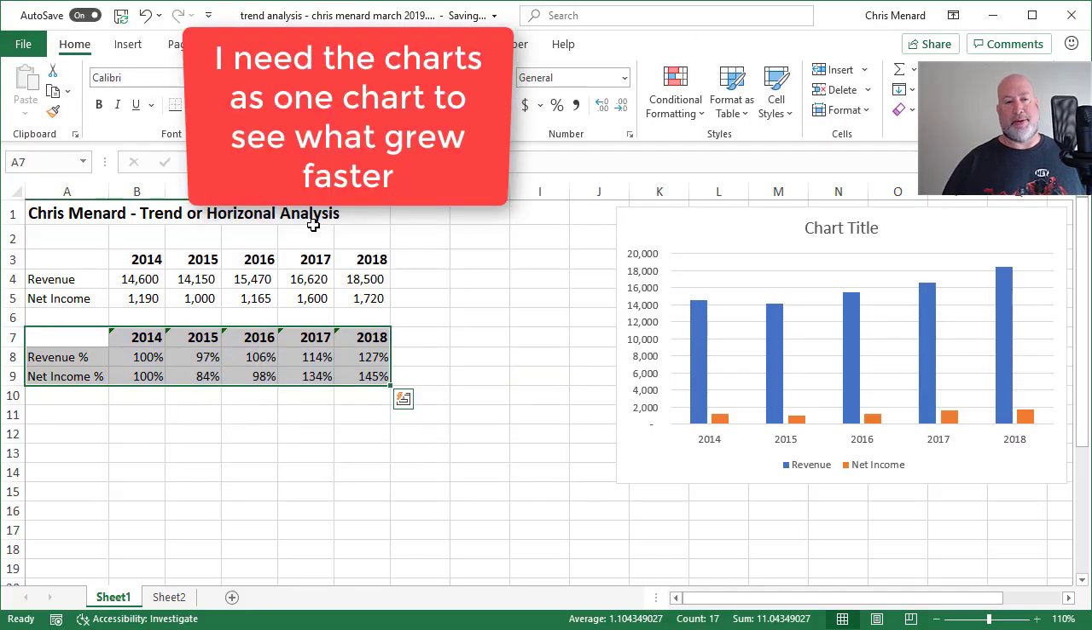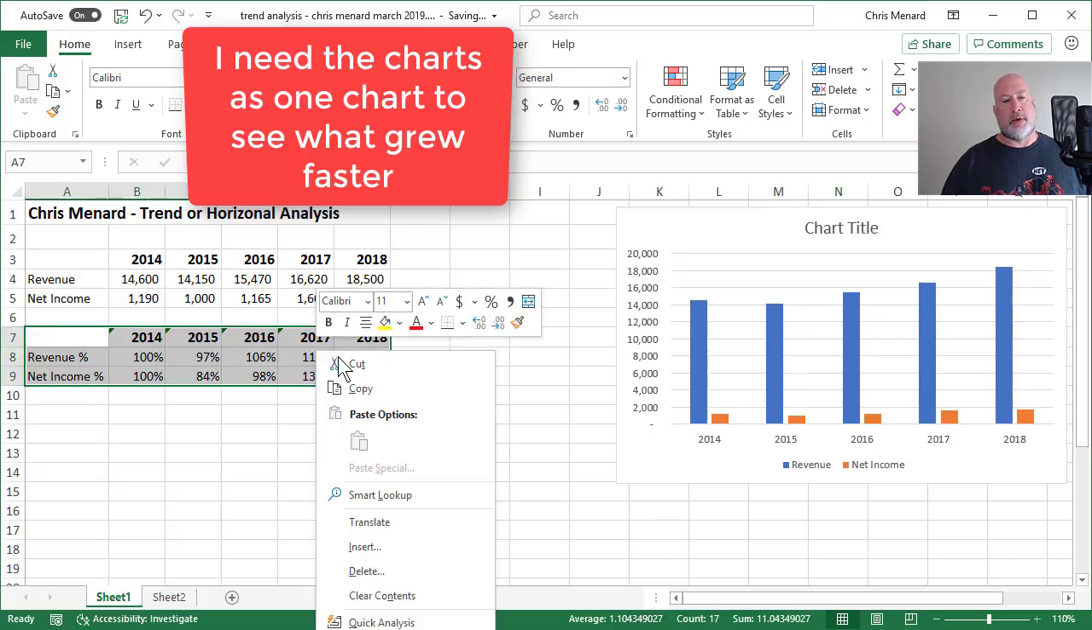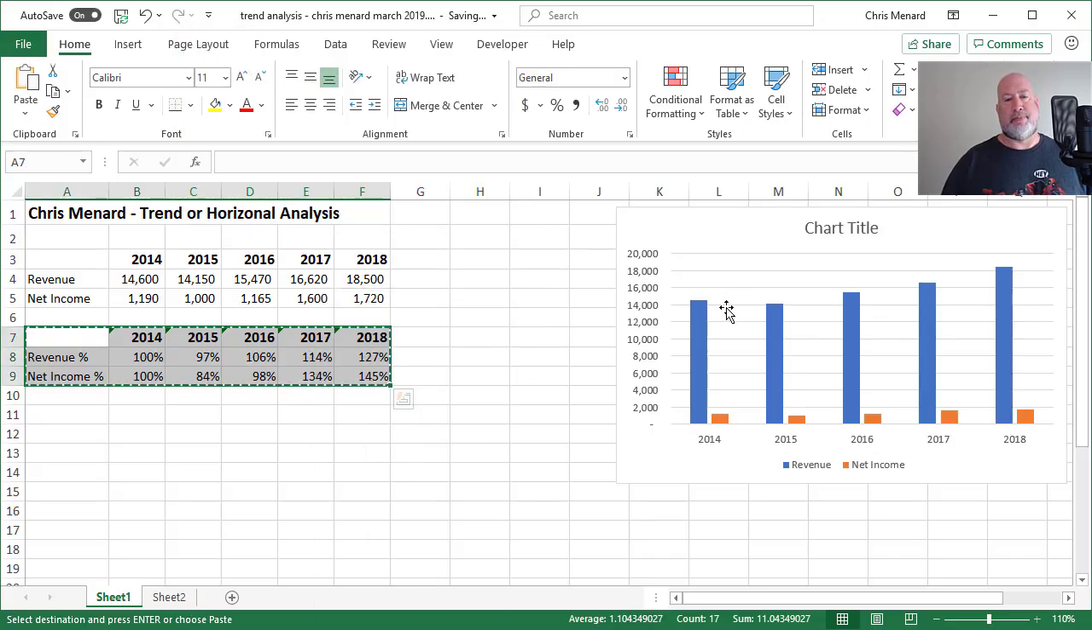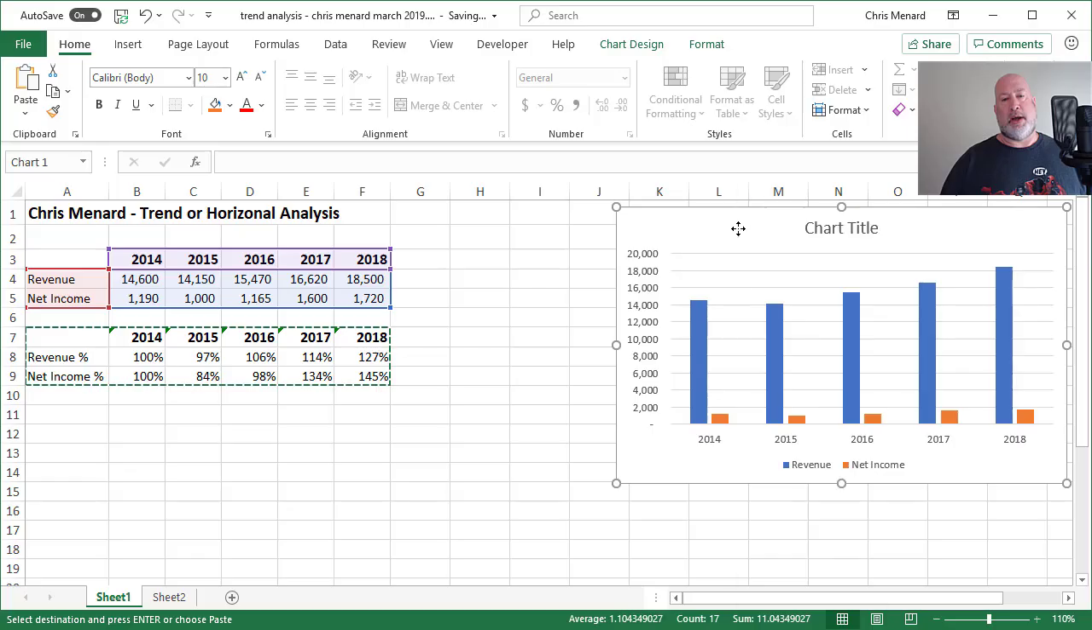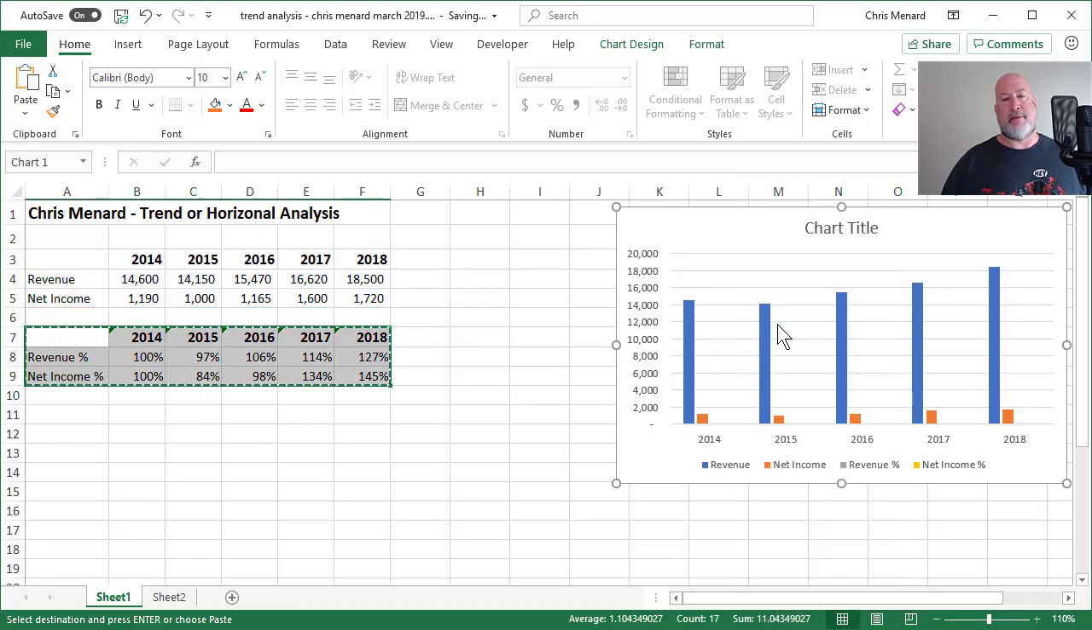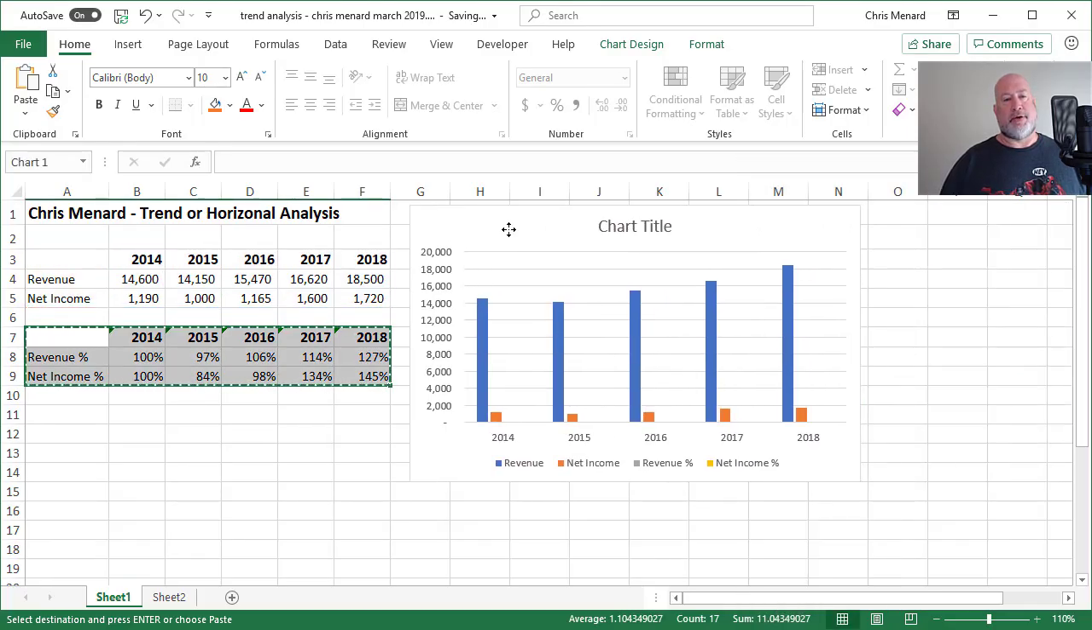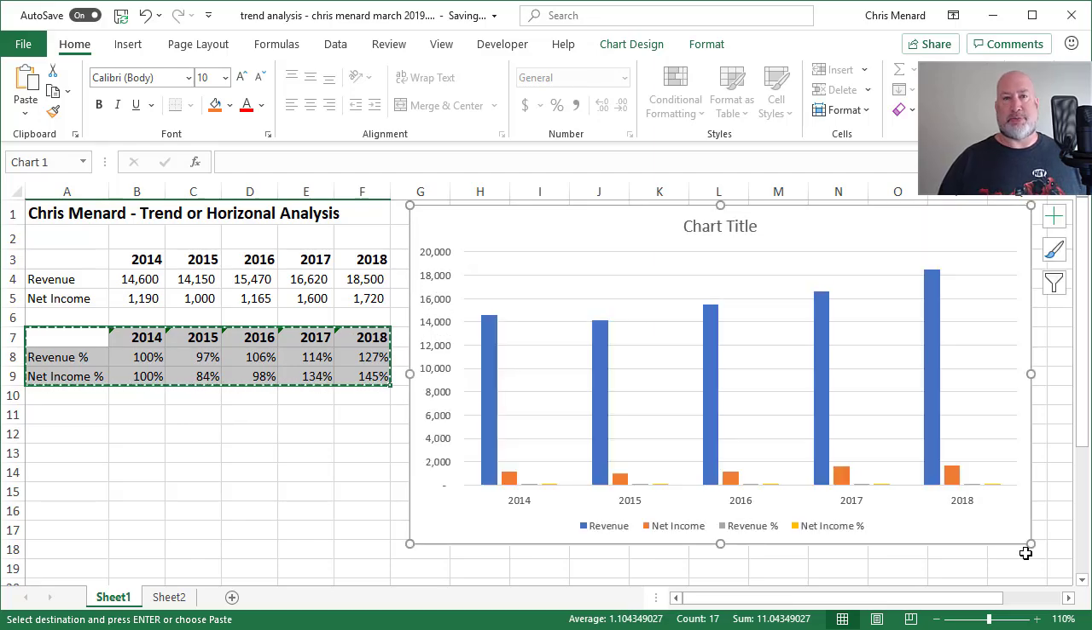So I'm going to delete that one, copy the information, right click, paste, perfect. I said the chart's perfect, to be honest with you. It's technically correct, but look, in my legend, I can't see the percentages because the numbers are too far apart.